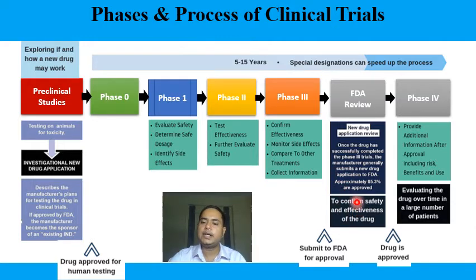So to confirm the safety and effectiveness of the drug, the FDA reviews the process. After a drug is approved by the FDA, it moves on to the phase 4 stage. In the phase 4 stage, we evaluate the drug over time in a large number of patients. So it provides additional information after approval, including risk, benefit and usage of the drug.